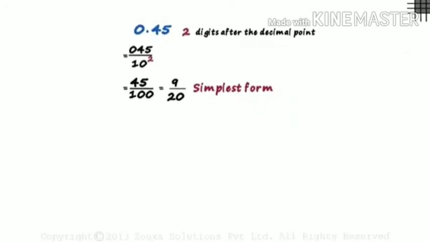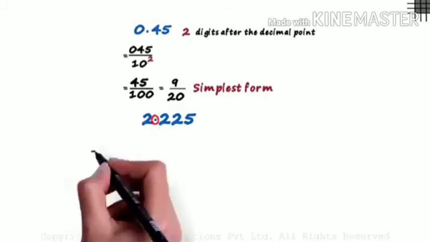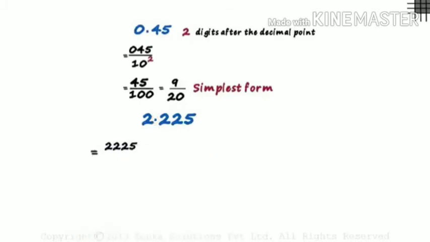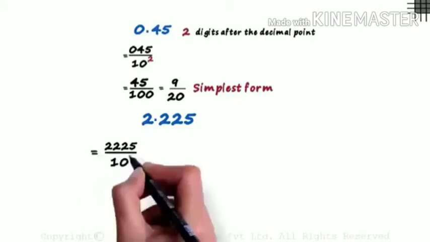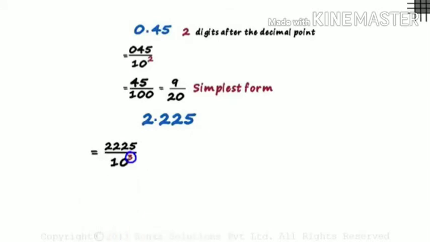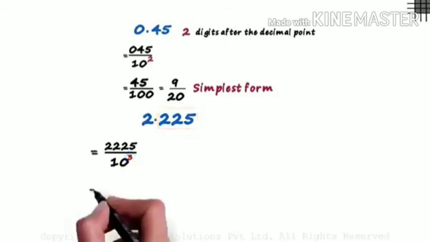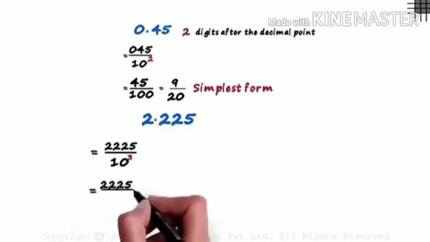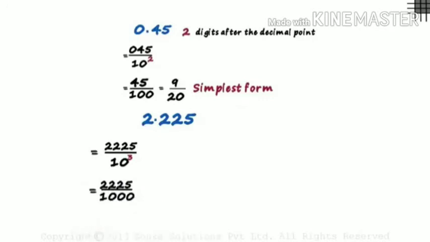Here's another example, 2.225. It has 3 digits after the decimal point. So first we write the number without the decimal. It will be 2225 and divided by 10 raised to 3. We write 3 as the power of 10 since we have 3 digits after the decimal point. And that will equal 2225 by 1000. And this can be reduced to 89 by 40. So we wrote 2.225 as 89 by 40.